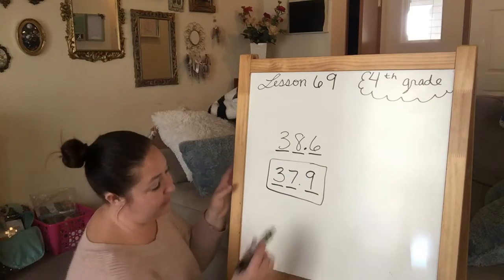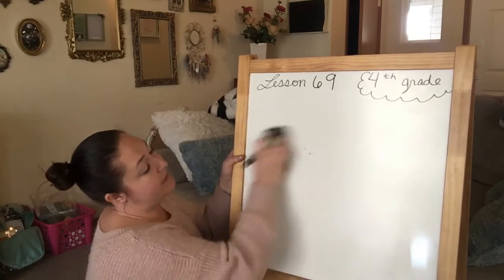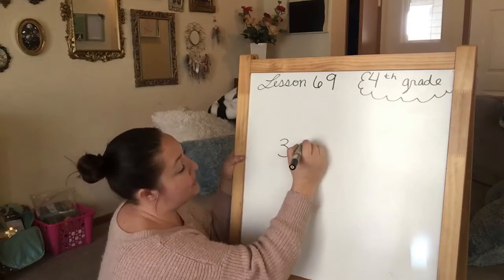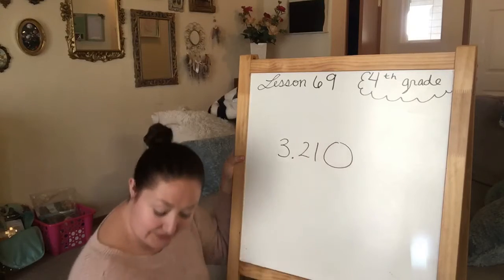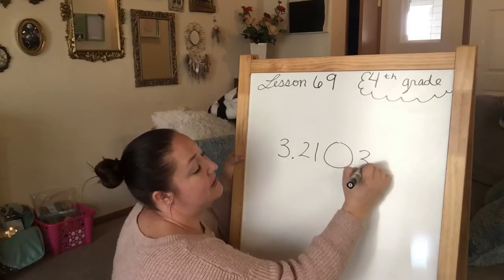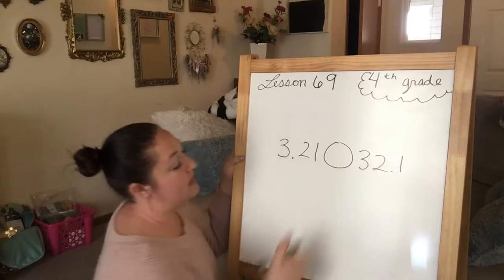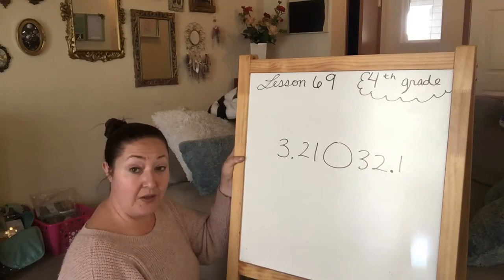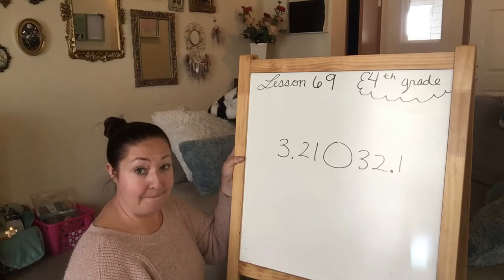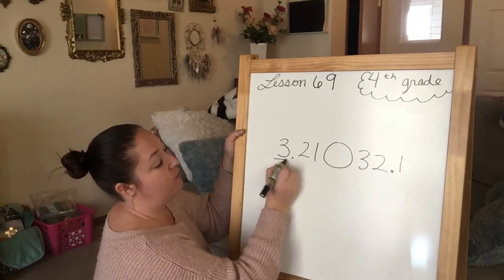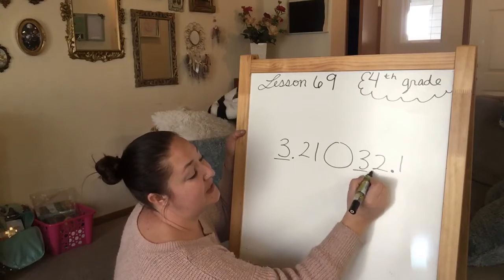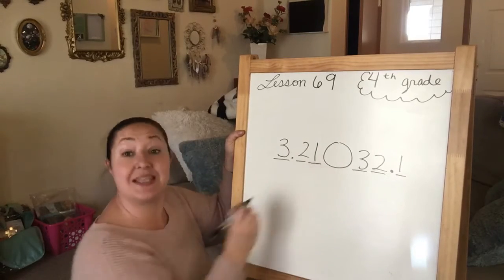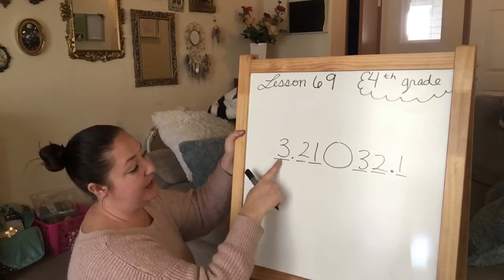How about the second one? B. Compare 3.21 and 32.1. Just by looking at it, can you tell which is greater and which is smaller? So we have the ones place, the tens place, the ones place, the tenths place, the hundredths place. So we look at here.